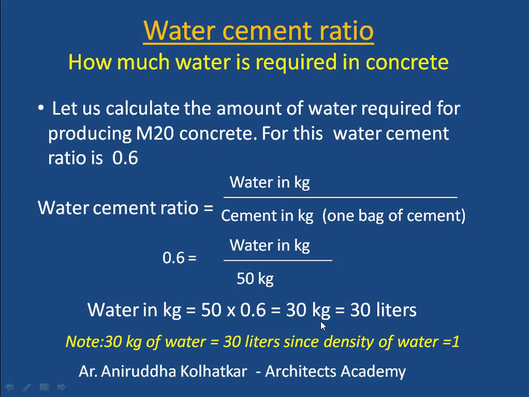Now we don't measure water in kilograms, but we know that the density of water is 1, and therefore 30 kilograms of water is equal to 30 liters of water. So in conclusion, to produce M20 concrete while maintaining a water cement ratio of 0.6, we have to add 30 liters of water to the mix.